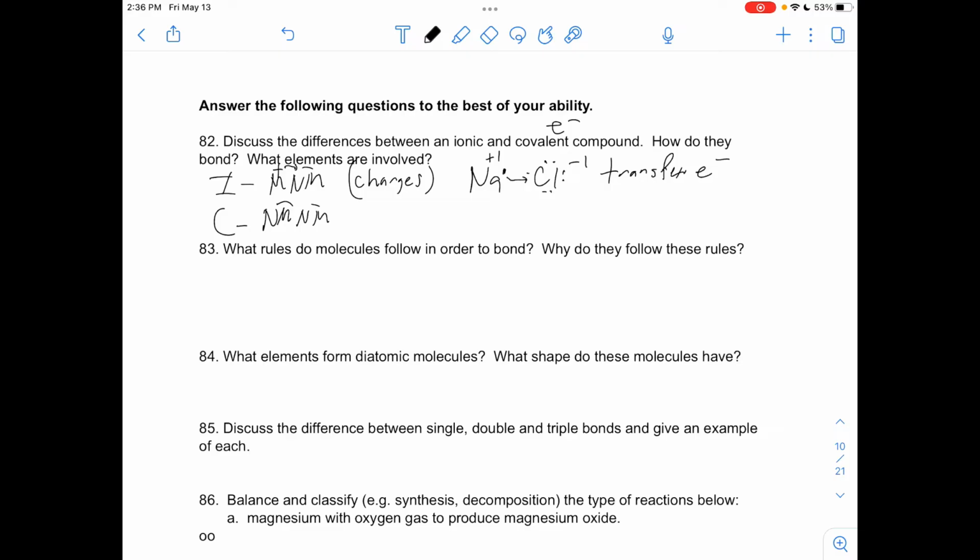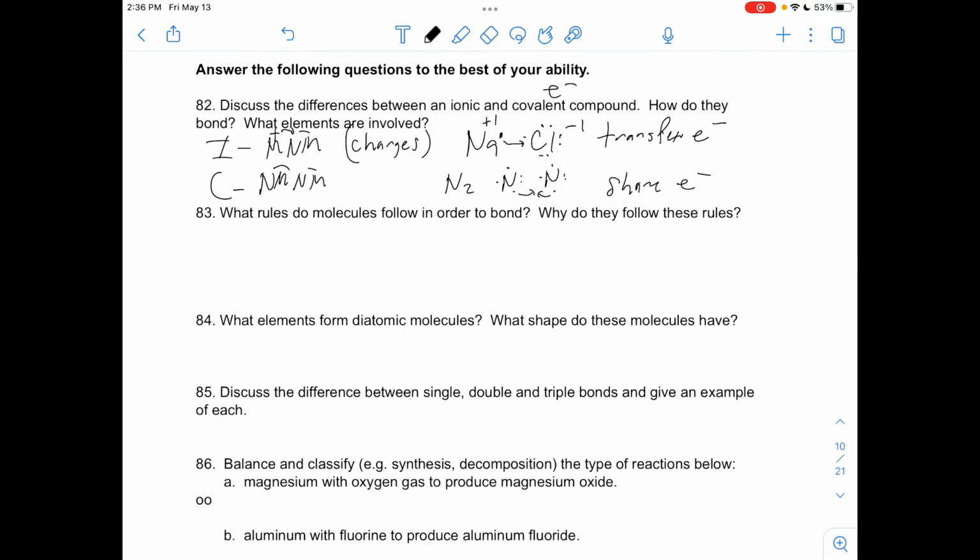Transfer of electrons. For nonmetals, so for example, we have N2, nitrogen. Nitrogen has 5 valence electrons. And so what ends up happening is that they both share electrons. These 3 lone electrons, they share them between both of them, and it counts for both of them. And that becomes a triple bond. So they share electrons.